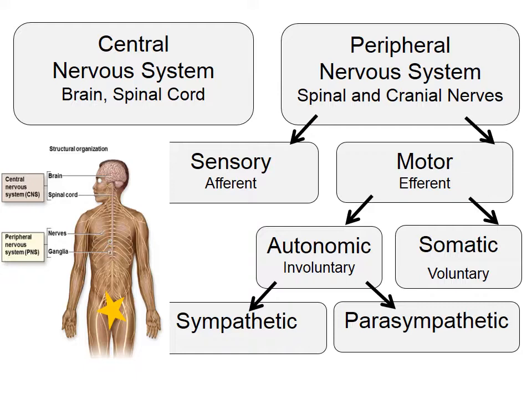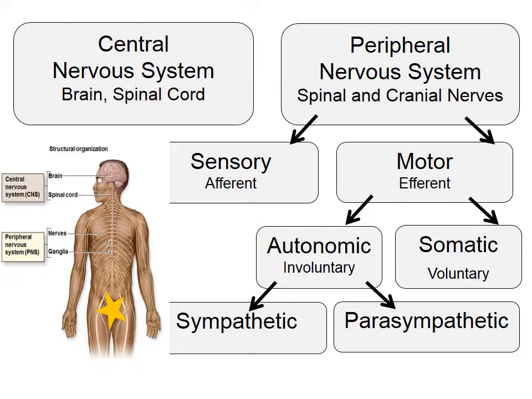Sensory versus motor. Sensory neurons detect a stimulus and send that information as an electrical signal on sensory or afferent pathways to the central nervous system. Motor pathways are motor neurons taking information away from the central nervous system on efferent pathways.